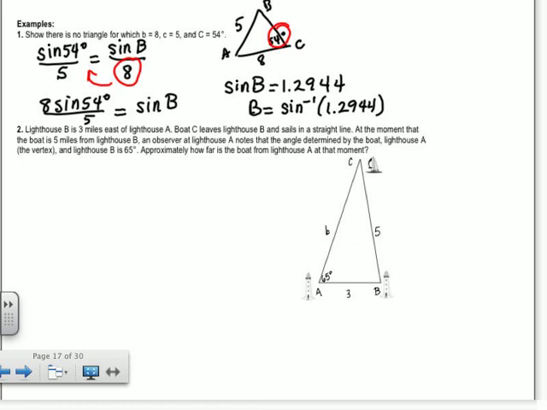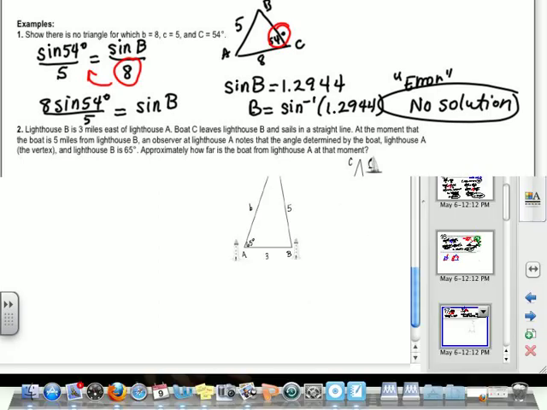We've talked about that. Okay, so sine values are always between -1 and 1. So this is going to give you an error. This means there's no solution. No solution? All right, so in that case, the angle side side, or side side angle, gave us no solution. All right, let me pause this for a second.